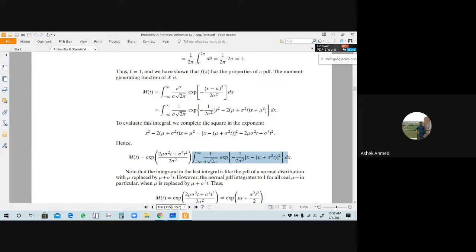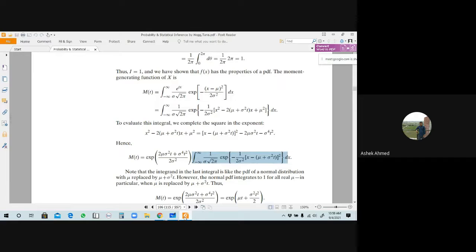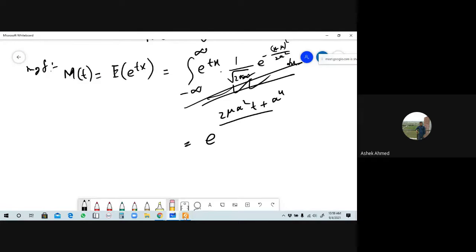So the value of M of t is e to the power 2 mu sigma square t plus sigma to the power 4 t square, divided by 2 sigma square. Now if you simplify, mu square sigma square cancels, so that will be e to the power mu t plus sigma square t square by 2. This is the result of M of t of the normal distribution.